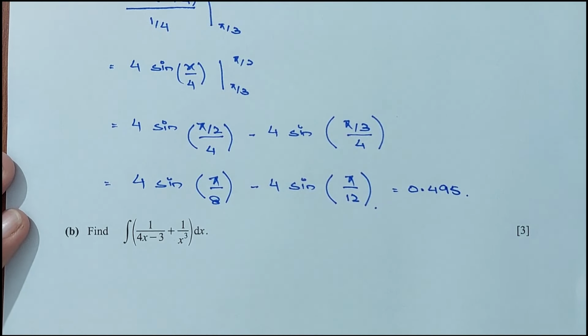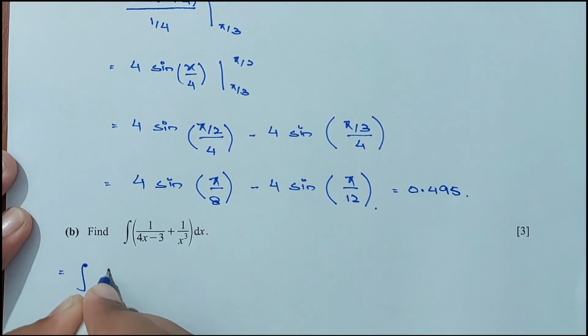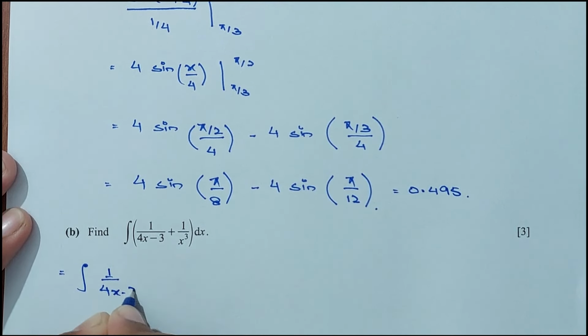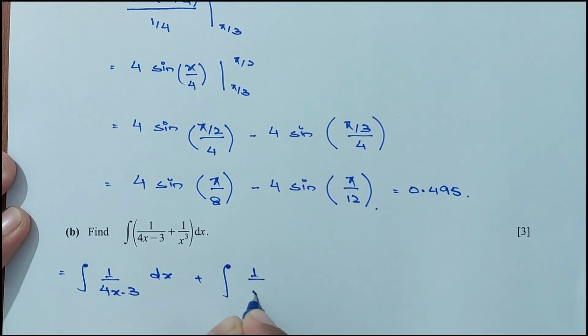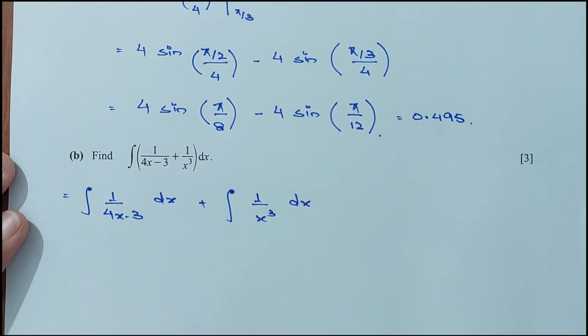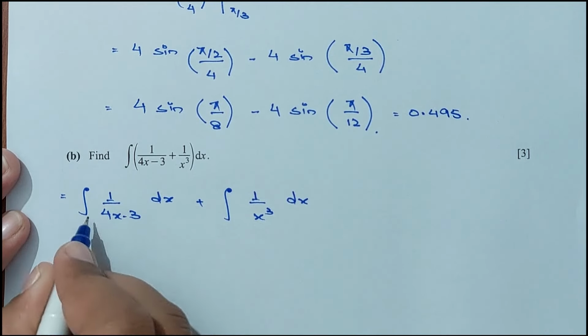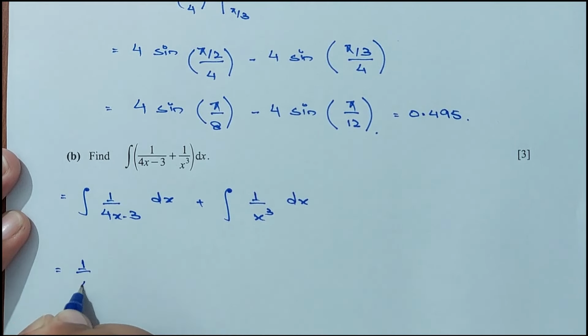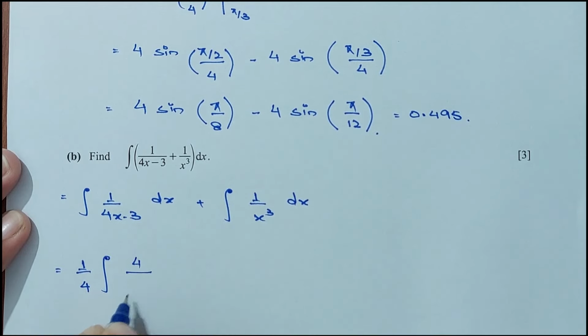Now for part B, we have to find this. So simplify the integration. The first integral is 1 over 4x minus 3 dx, splitting the integral, plus the second integral is 1 over x cube dx. So 1 over x integrates to ln of x. Here we have 1 over 4x minus 3. When the derivative of the denominator is in the numerator, we can apply the ln x formula. The derivative of the denominator is 4, so multiplying and dividing by 4. Over here I'm dividing and over here I'm multiplying, so 4x minus 3 and dx.